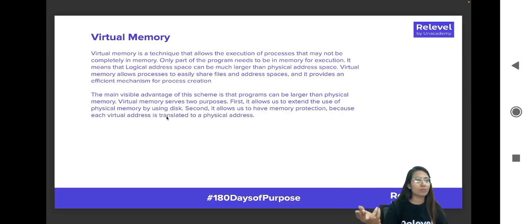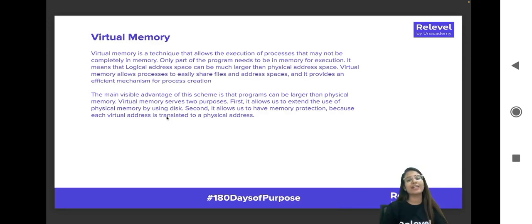When the next part is required, you swap out those parts of memory which have been used, and swap in those parts which are currently required. So virtual memory gives you the notion that virtually a large memory is available, whereas actually it's not. Virtual memory serves two purposes. First, it allows us to extend the use of physical memory by disk. So it's like the space of the physical memory has been extended.